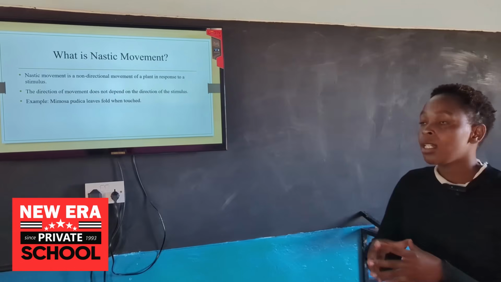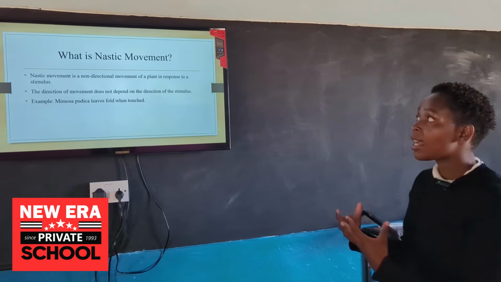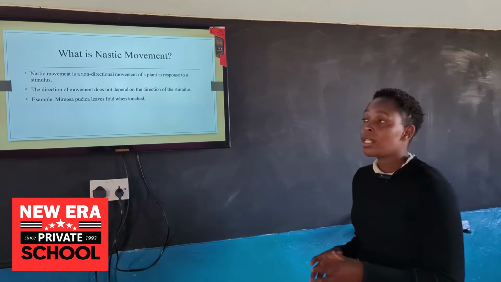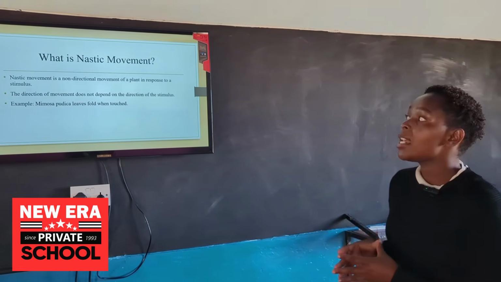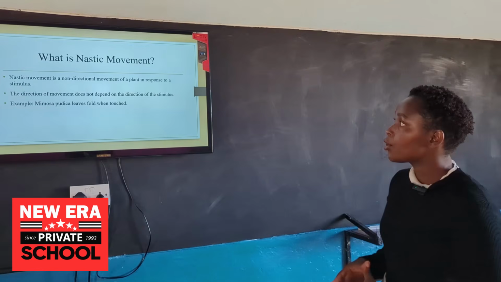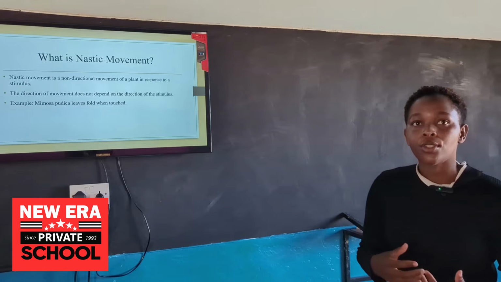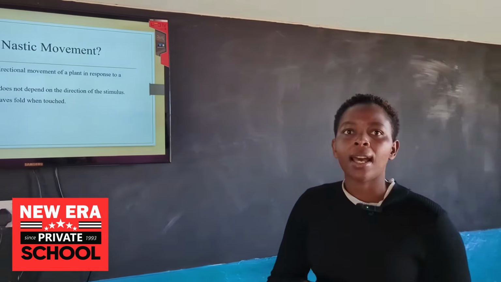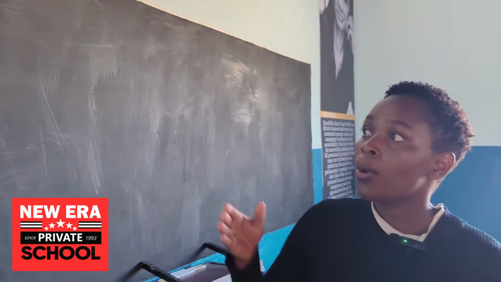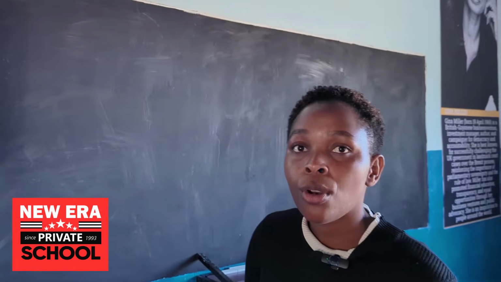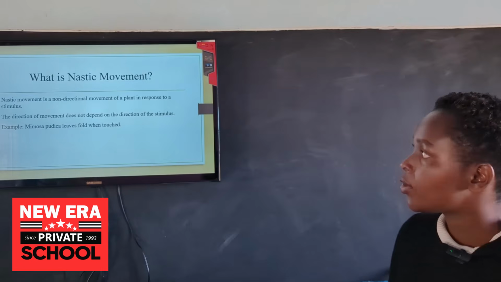Not every plant movement is called tropism. Other plant movements are called nastic movement. Nastic movement is defined as a non-directional movement of a plant in response to a stimulus. Why are we saying that nastic movement is non-directional movement? We are saying that it is non-directional because it does not depend on the direction of the stimulus.